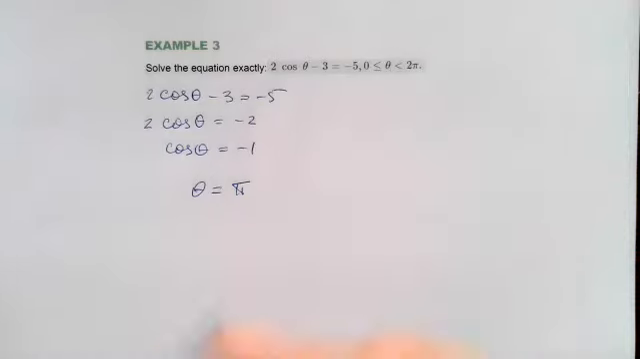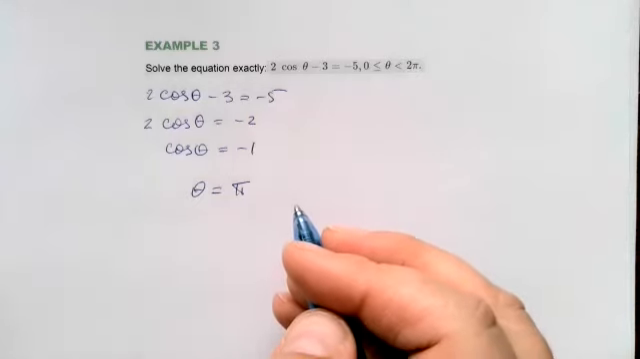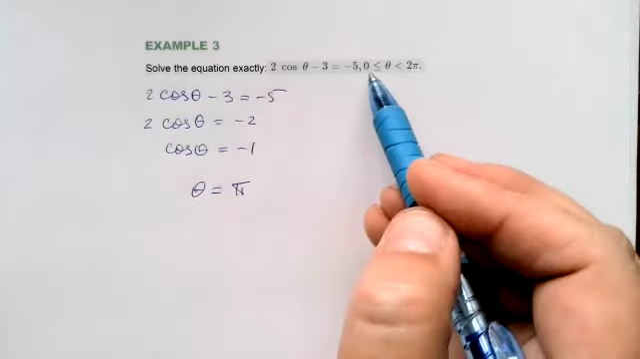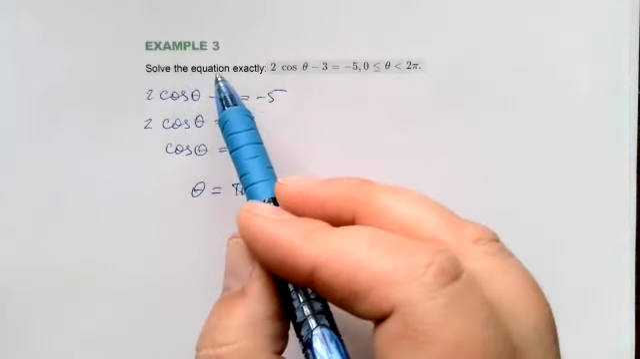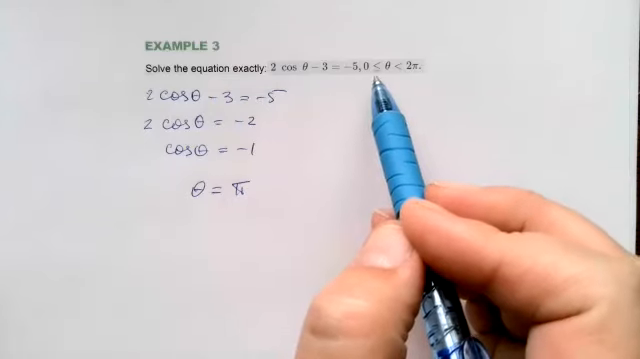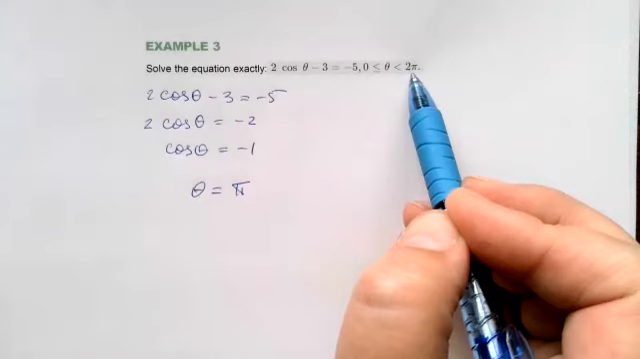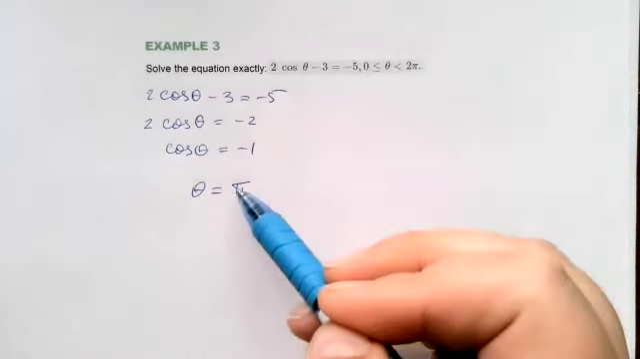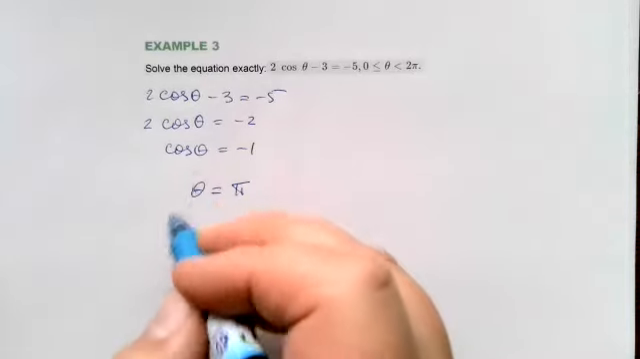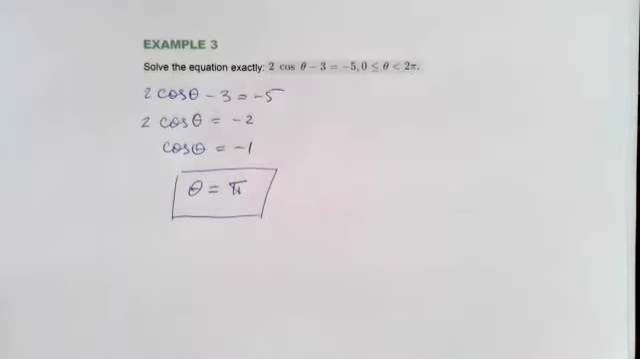Now, the question is, do we need to add circles, 360 degrees, on top? Now, they restricted our solutions. They didn't tell us to find all the solutions. They only told us to find the solutions between 0 and 2 pi. And as I already mentioned, on the unit circle between 0 and 2 pi, there's only one such solution. So that's it. That will be our answer. So now go ahead and try it.